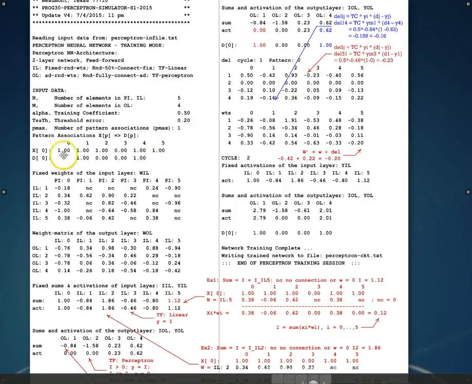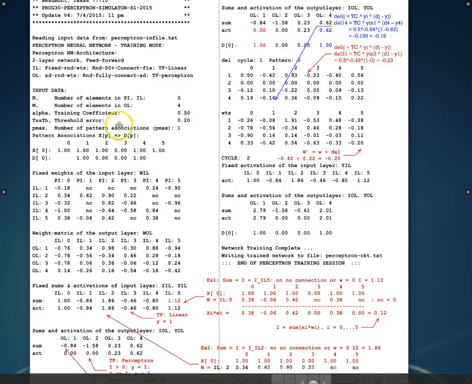So in this case, if the input is 1 1 0 1 1, my corresponding output should be 1 0 0 1. Again, the 0th element is a bias element that's fixed equal to 1. So if I have inputs 1 2 3 4 5, and I apply 1 1 0 1 1, at the output I have to get 1 0 0 0, and that's my desired output. When you train it, that's how it has to train.